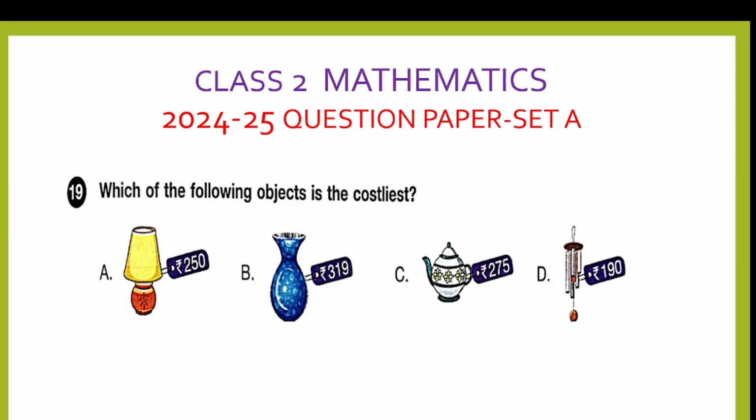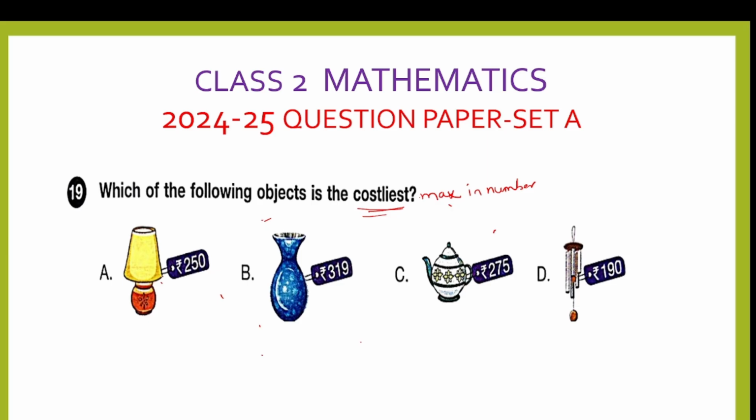Next one. Which of the following objects is the costliest? What is meant by costliest? That means the object whose price is the maximum in number, or the highest price. So we have been given four objects, and the price is also mentioned there.